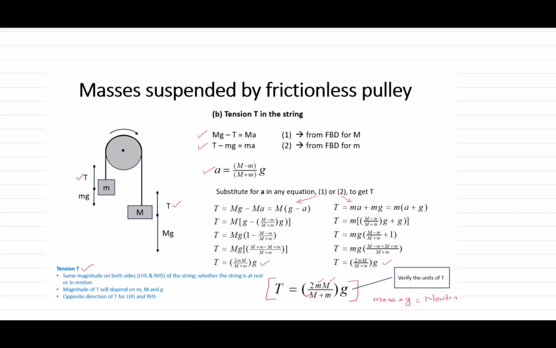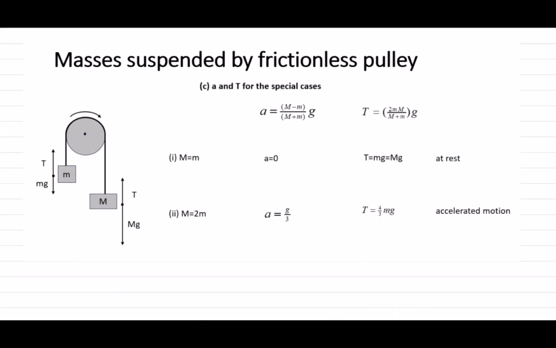Now, it doesn't matter whether the string or the system is at rest or the string is moving with certain acceleration. T has to be the same, equal and opposite in terms of direction. So now let's see the values of a and T for the special cases mentioned in the question. Bear in mind that a is equal to (M minus m) over (M plus m) times g, and tension is 2Mm over (M plus m) times g.